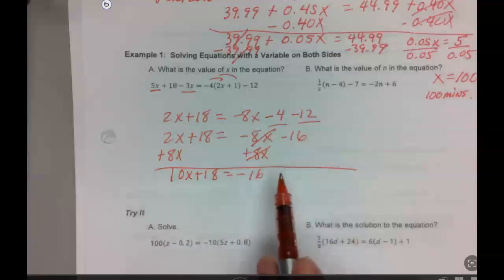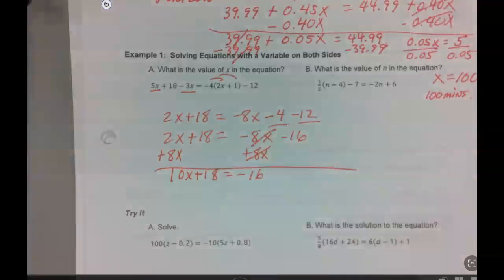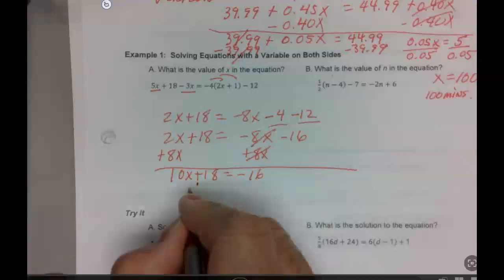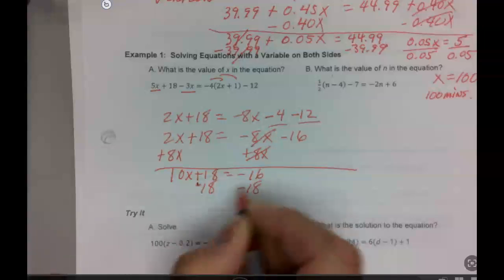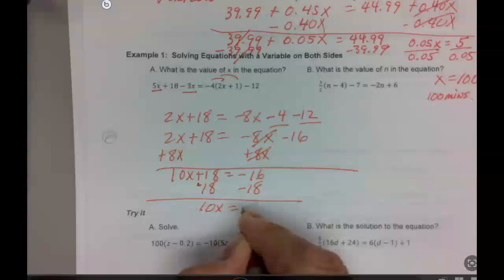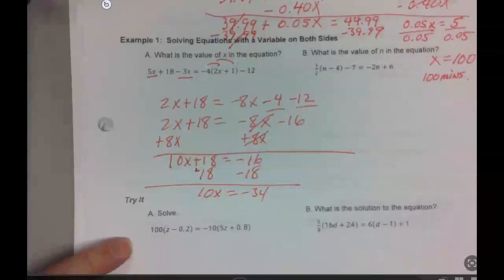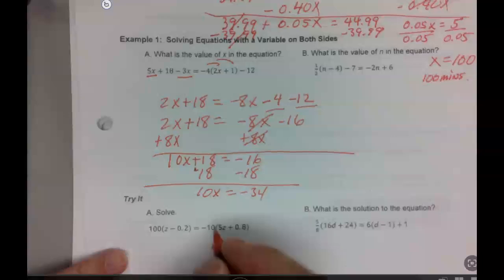So what am I going to do next? Samaya, what am I going to do next? We're gonna add 18 to both sides. What sign is it? Oh, subtract. There you go. I knew you knew. And then, James, what am I going to do next? You divide by 10. Divide by 10, correct?